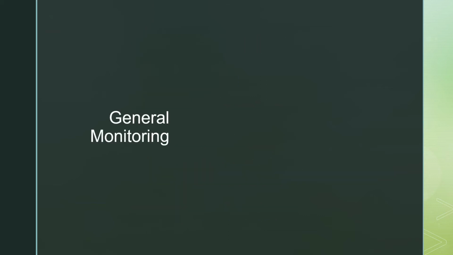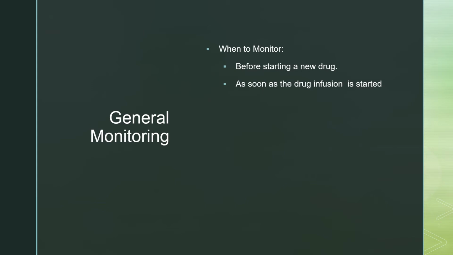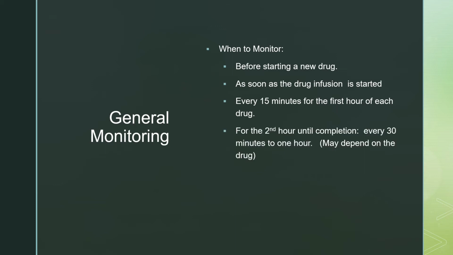So when do you monitor? As with blood transfusion, you monitor before starting a new drug. So that's as baseline. As soon as the drug infusion is started, every 15 minutes for the first hour of each drug. For the second hour until completion, every 30 minutes to 1 hour, or it will depend on the drug. And upon completion of chemotherapy, and then every 4 hours thereafter.